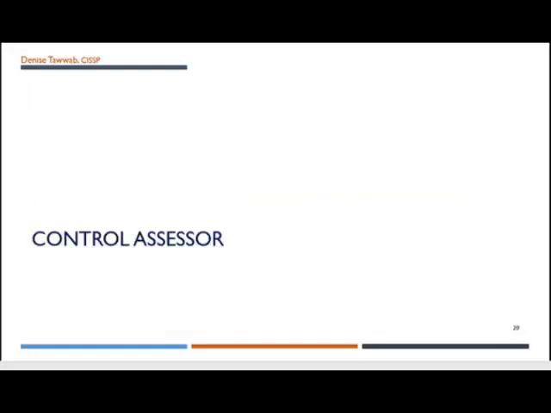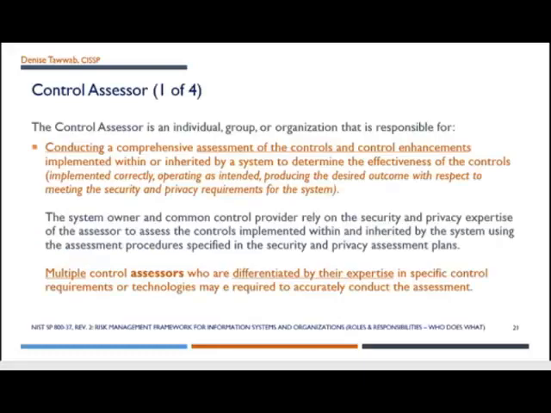Next up is your control assessor. Your control assessor is an individual, group, or organization that is responsible for conducting a comprehensive assessment of the controls and the control enhancements implemented within or inherited by a system to determine the effectiveness of the controls. And we all know that means that the controls are implemented correctly, operating as intended, and producing the desired outcome with respect to meeting the security and privacy requirements for the system.